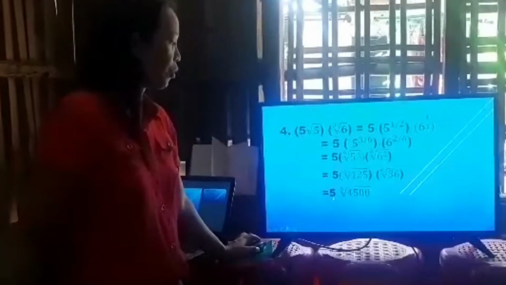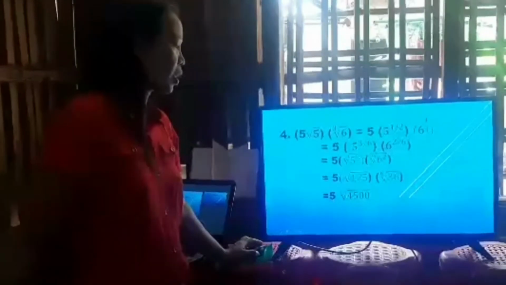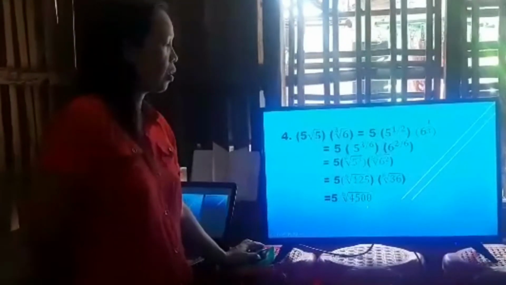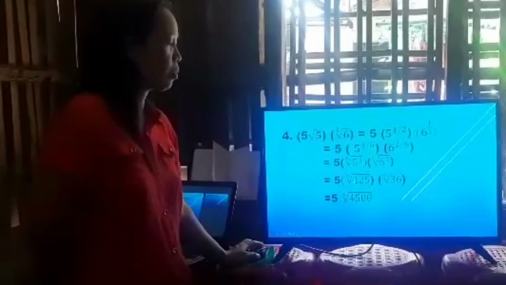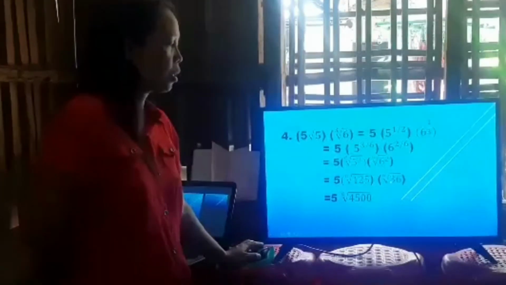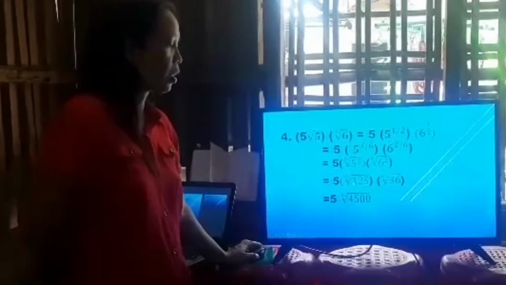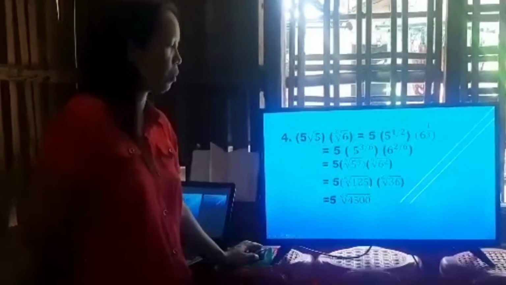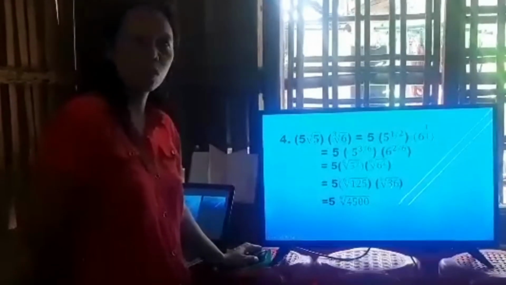So we have now the final answer, 5 times the 6th root of 4,500, which is the 6th root of 125 times the 6th root of 36, which is equal to the 6th root of 4,500. So the final answer is 5 times the 6th root of 4,500.